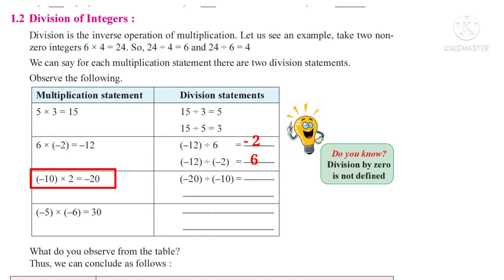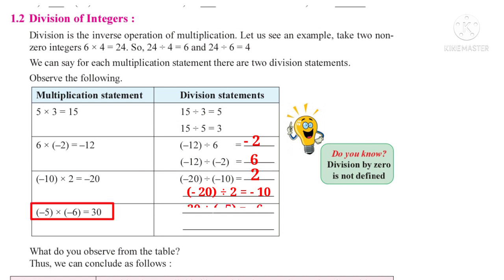Minus 10 into 2 is minus 20. Minus 20 divided by minus 10 is 2, and minus 20 divided by 2 is minus 10. Minus 5 into minus 6 is 30. When 30 is divided by minus 5, we get minus 6. When 30 is divided by minus 6, we get minus 5.